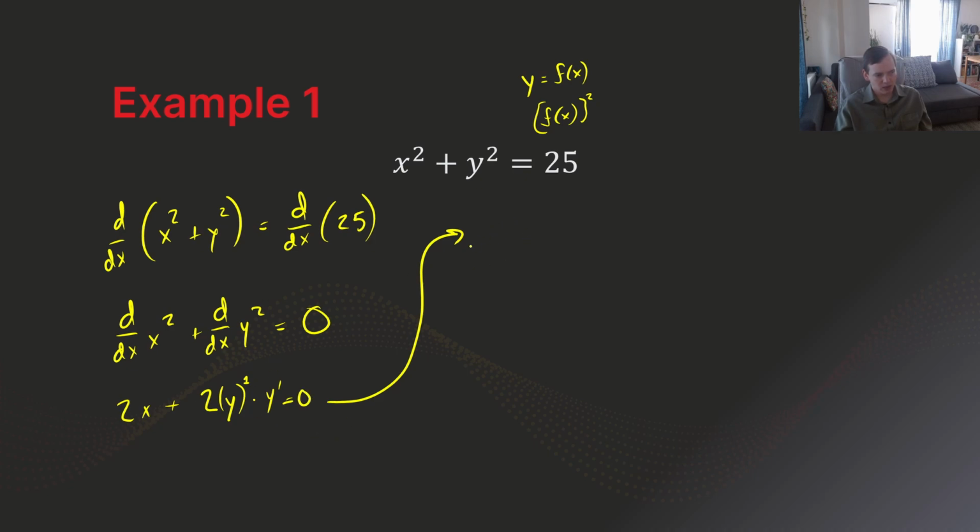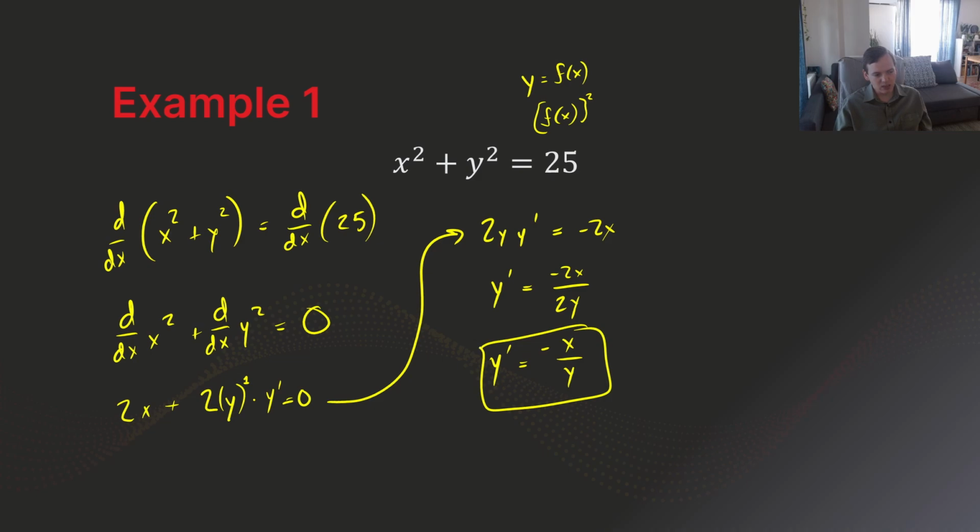So I'm going to leave it here, and I'm going to have 2y y prime is equal to negative 2x. Then I'm going to divide by everything that's not y prime. So I'm going to get negative 2x over 2y, which means that the derivative of y is negative x over y.